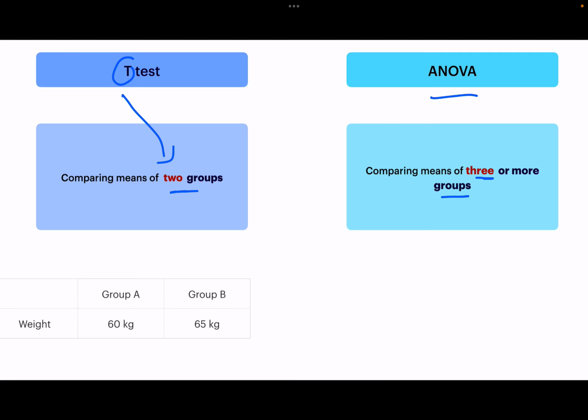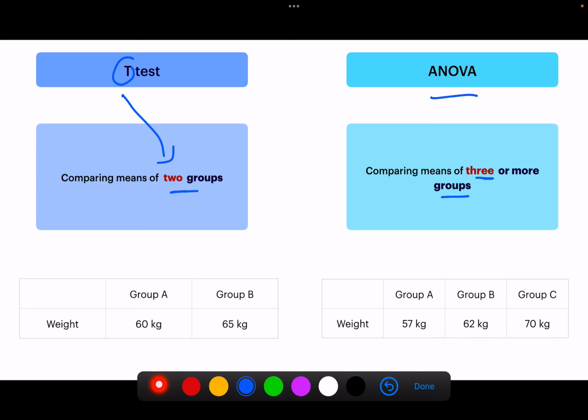Okay, these are examples of the tests we use. In the t-test we only use two groups and two means, group A and group B. In ANOVA we use three groups, and we can use more than three in ANOVA.